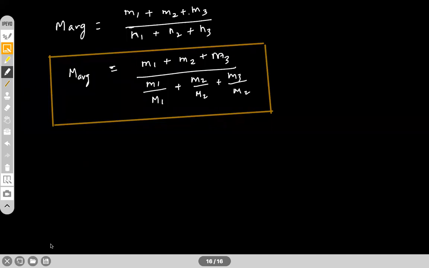Let's do a problem on this. So what we have discussed: vapor density and average molecular mass, correct? Write down this question.